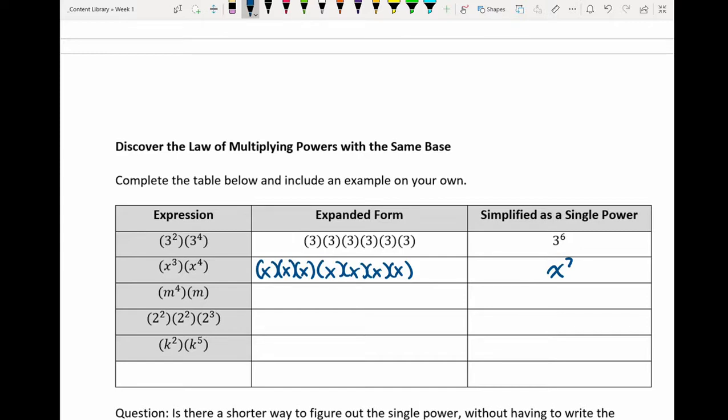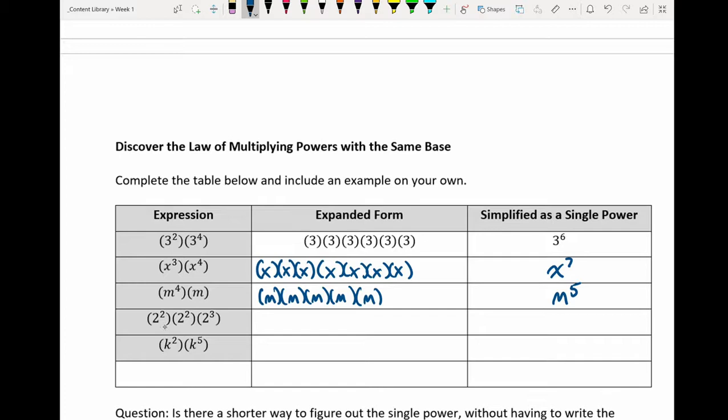For the next example, m to the power of 4, same idea. We're going to write out 4 m's, and then m to the power of 1. Remember, if we don't see anything, we assume it's 1, so I can just put that m there. If I want to simplify this, my base is going to be m, and then how many times is it shown or multiplied? It is there 5 times.